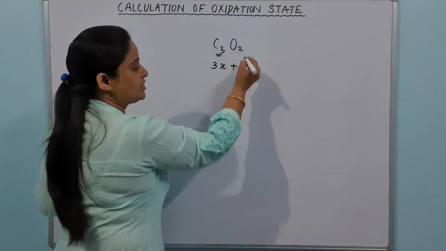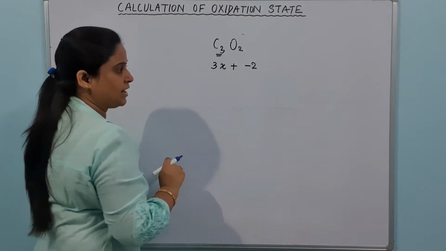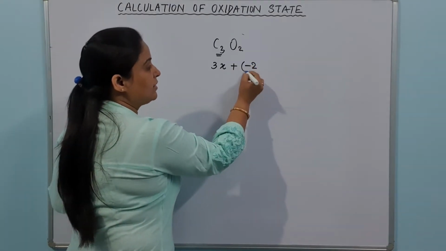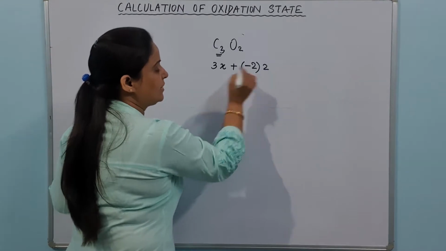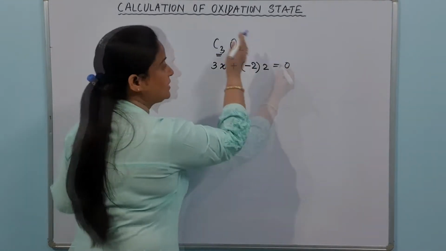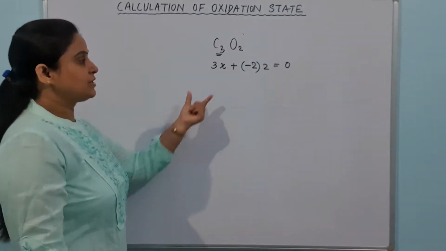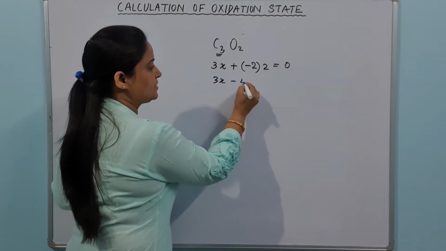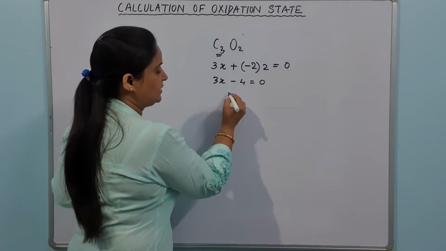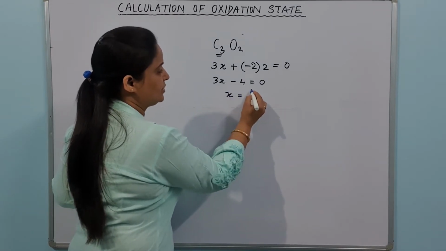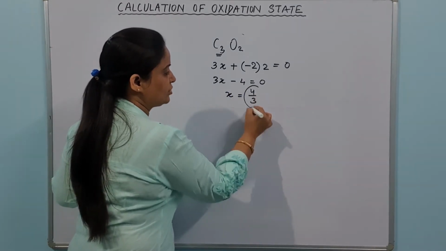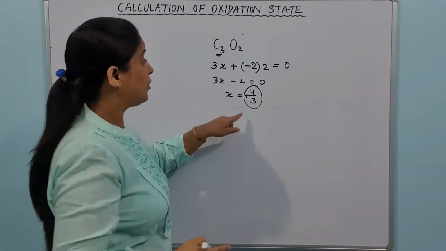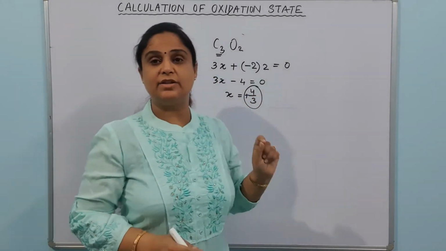Oxidation state of oxygen in most of the cases is oxide, -2, and how many oxygens are there? 2. So I will multiply it with 2. Total charge on this compound was 0. So this is 3x minus 4. 3x minus 4 equals 0. And this way we are getting that x equals 4 by 3. So this was the oxidation state of carbon in C3O2.